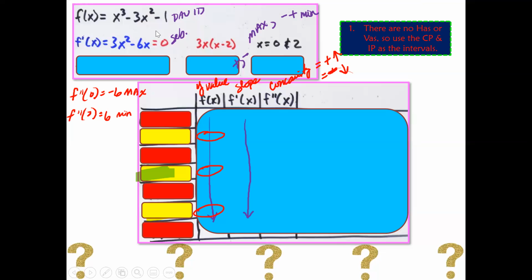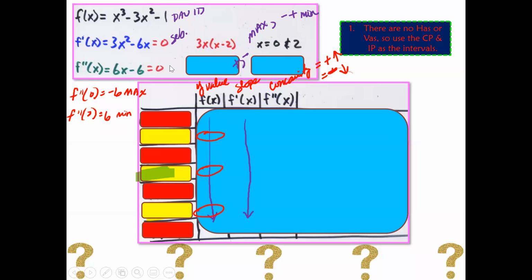After that, you're going to find the second derivative. The second derivative is the power rule applied to the first derivative, which is just 6x minus 6. We set it equal to 0, add 6 on both sides, and divide by 6, which gives me a positive 1. That is the only answer you should have for your point of inflection for concavity. This is going to be on curve sketching.